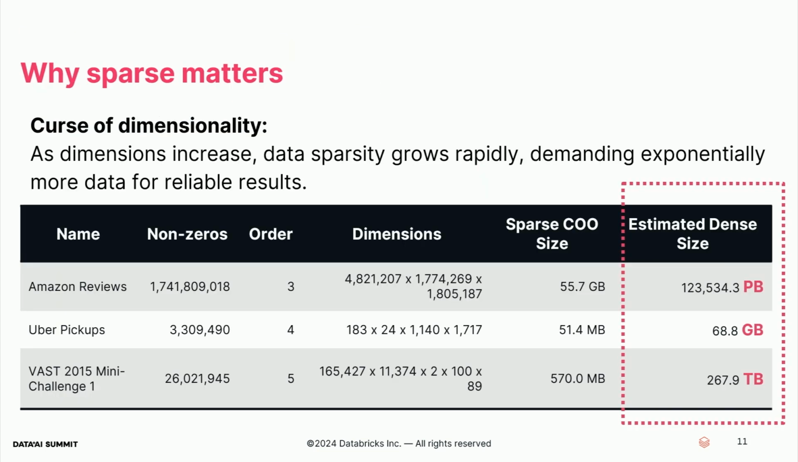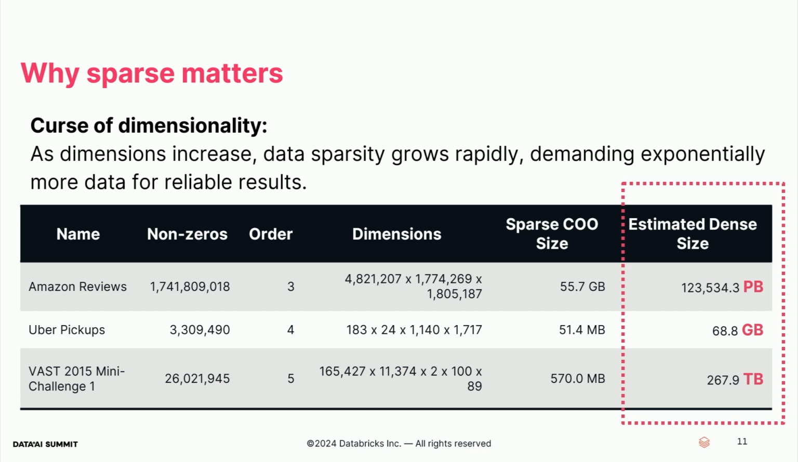Since we already have methods for general tensors, why does the sparse tensor still matter? This is because of the curse of dimensionality. As the dimension of the vector increases, the data sparsity grows, and the data set of the tensor becomes really large. Looking at the example below for the Amazon reviews, its size could be up to hundreds of thousands of petabytes, which is not realistic to store directly.